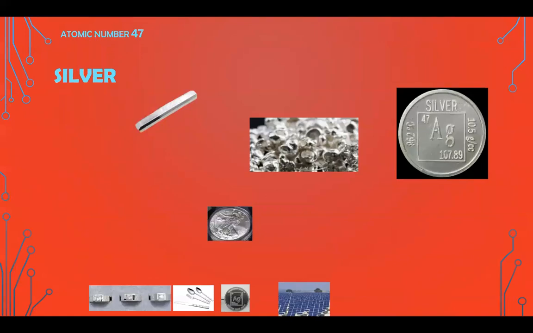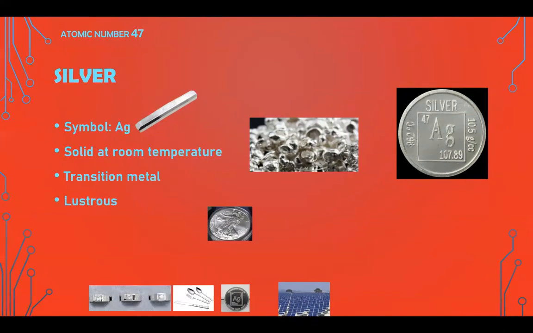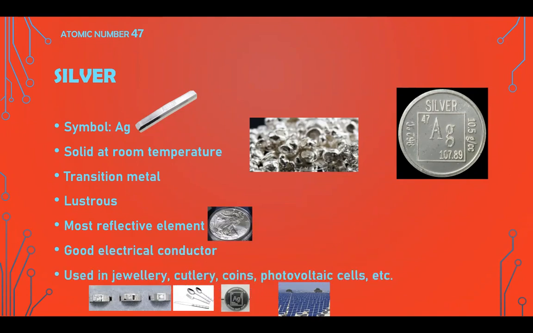Silver. We have heard of silver a lot. Silver's symbol is Ag because its Latin name is argentum. It's a solid at room temperature. Silver is a transition metal. It is lustrous, which means it has some sort of shininess. Silver is the most reflective element in the periodic table. It's a good electrical conductor as well. Silver is used in jewelry because it's present in rare quantities, and you know, people want to sell jewelry for a ton of money. Silver is used in special cutlery, coins, photovoltaic cells, etc.